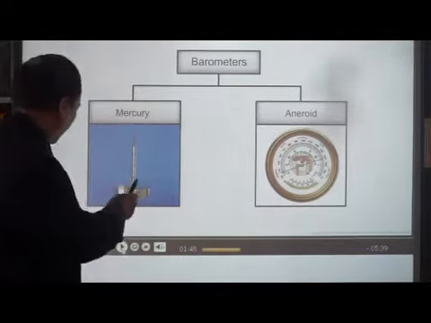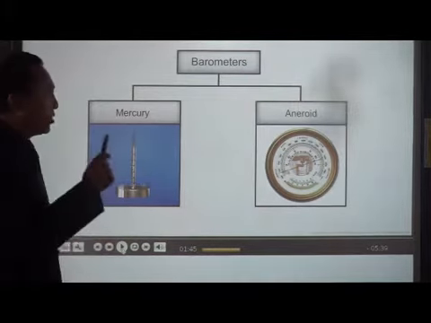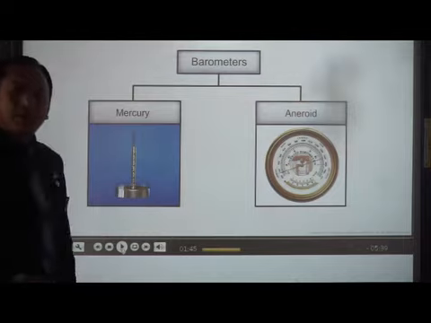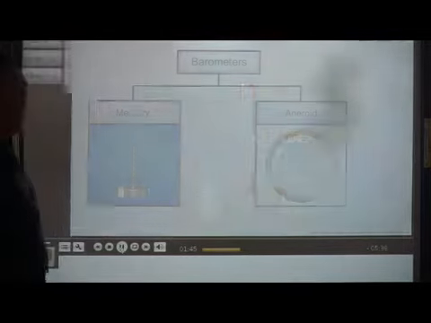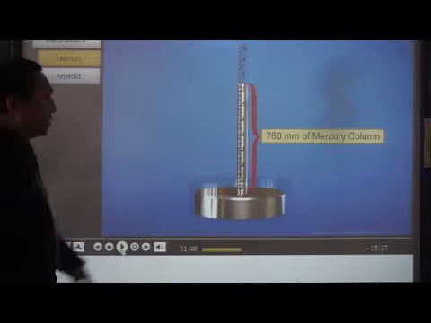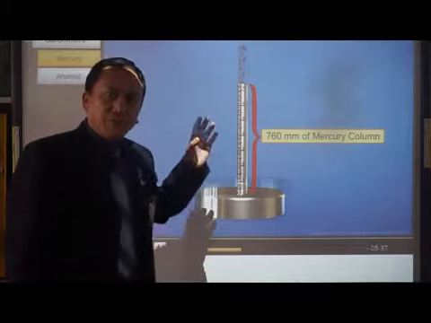So, the first one here we have is the Mercury Barometer. This Mercury Barometer is an instrument which measures atmospheric pressure. You can see here. It is an instrument which measures atmospheric pressure. It's very accurate.